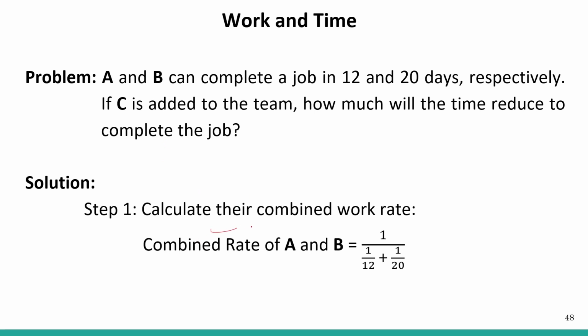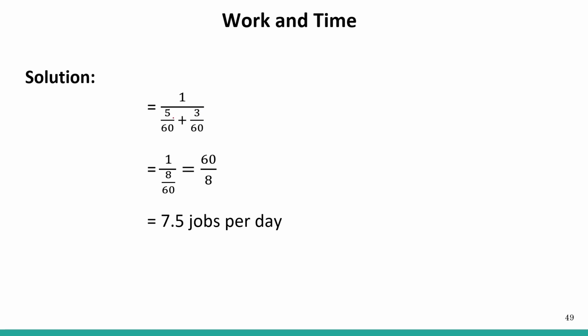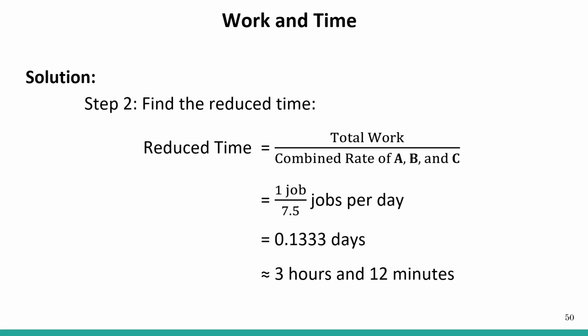So calculating their combined work rate. The combined work rate of A and B is equal to 1 by 12 plus 1 by 20. Okay, so 5 by 60 plus 3 by 60 is equal to 8 by 60, that is 1 by 7.5 jobs per day. So finding the reduced time: total work done by the combined rate of ABC is equal to 1 by 7.5, which is 0.1333 days. That is approximately equal to 3 hours and 12 minutes.